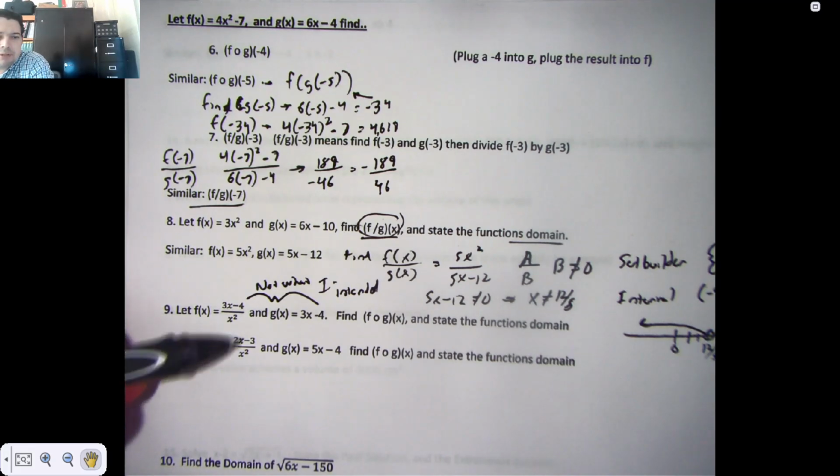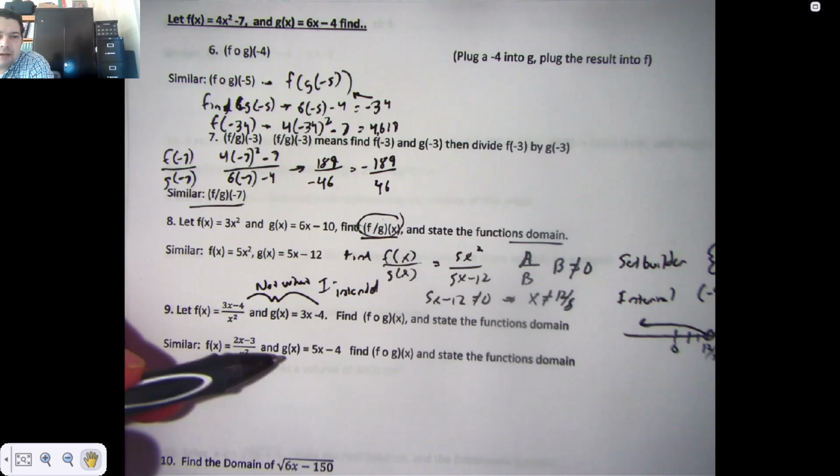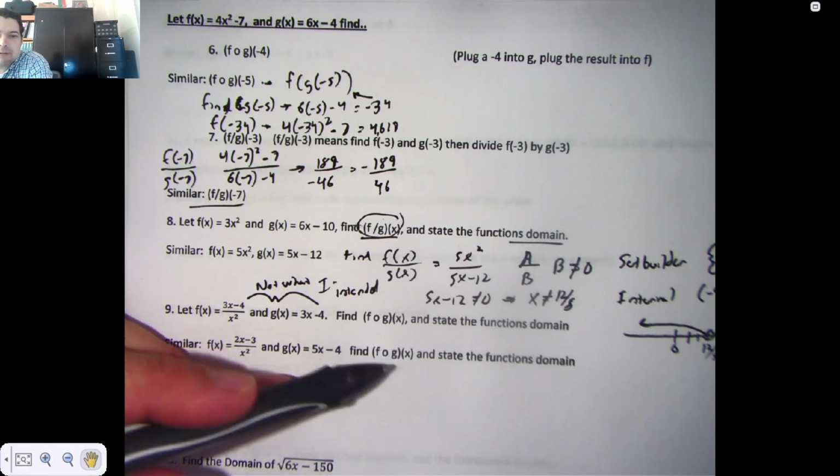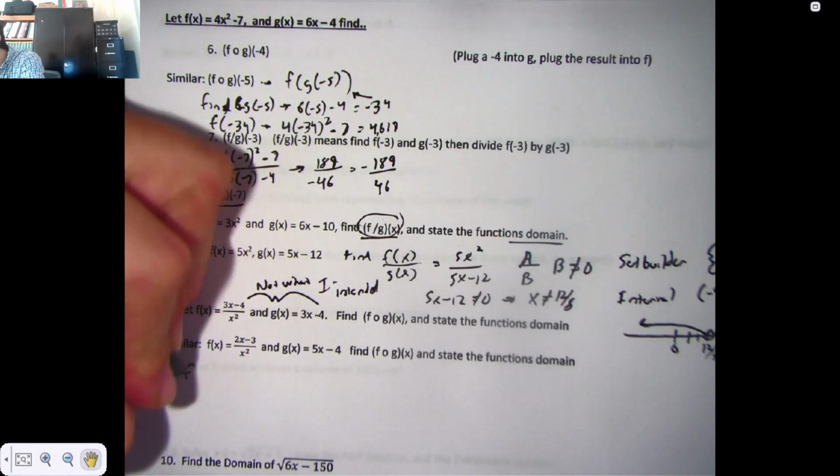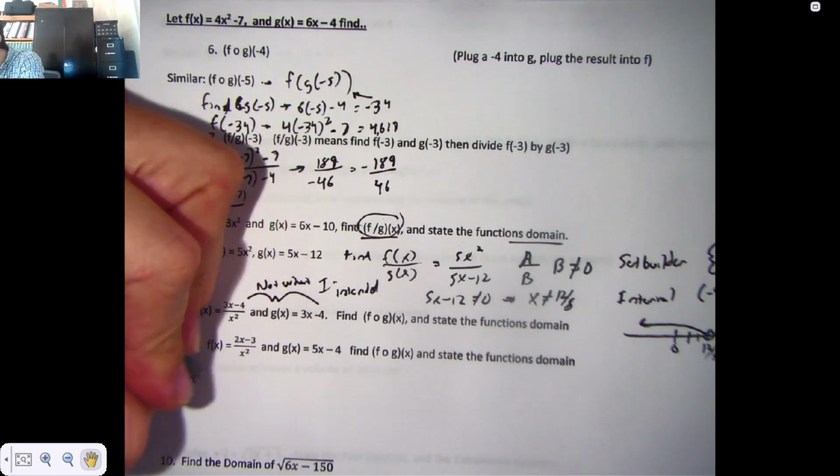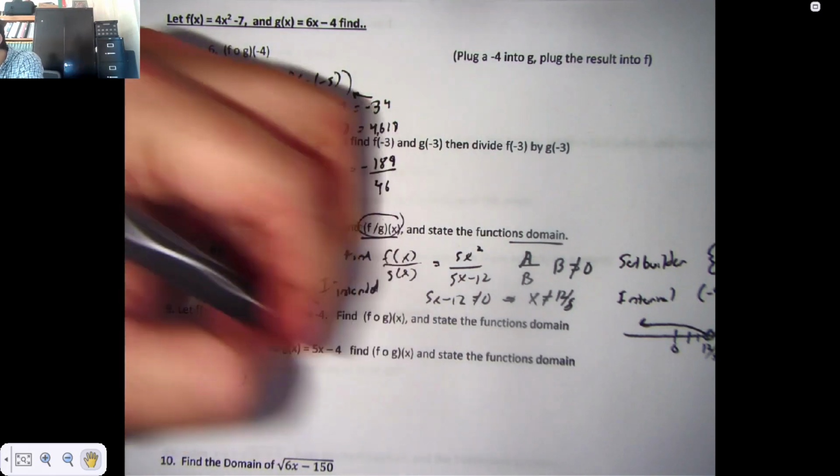So the similar one is 2x minus 3 over x squared. And your goal here is to find f composed of g. So f composed of g, which is 5x minus 4. Hope you see that.